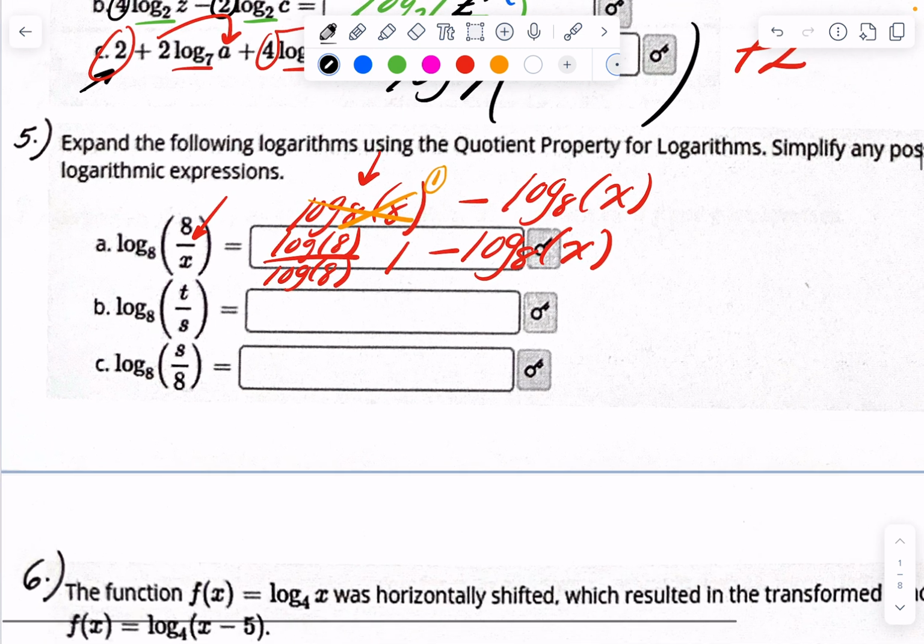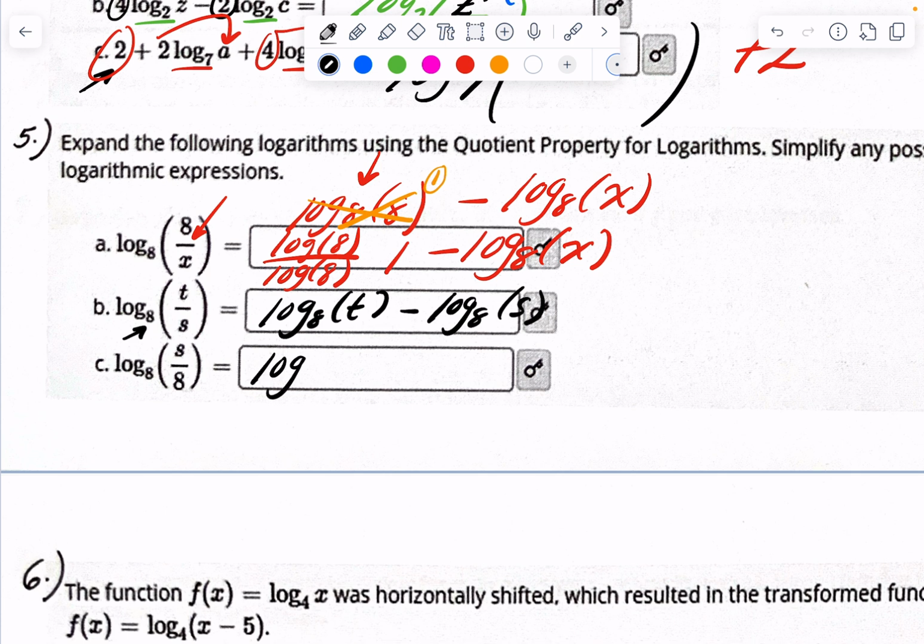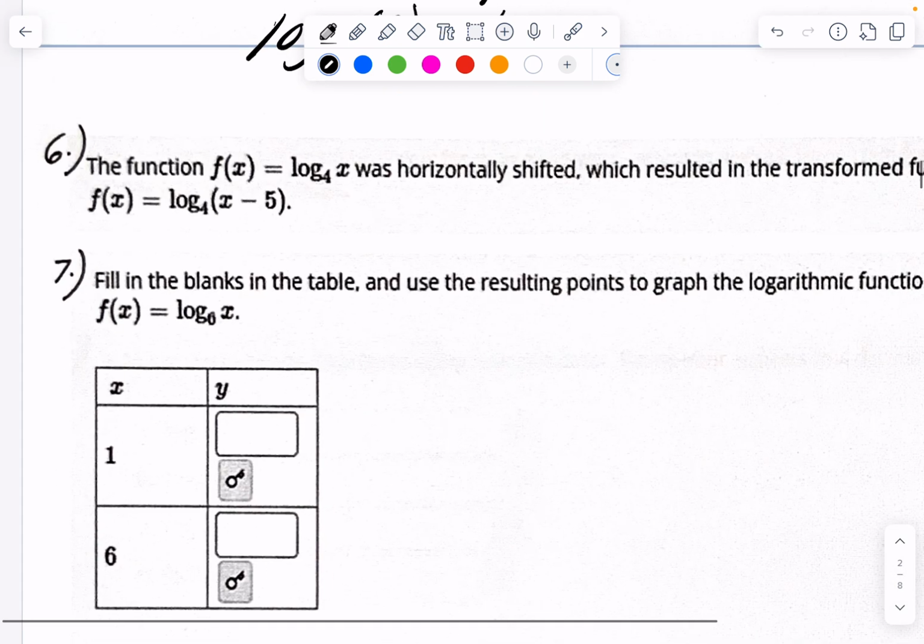So we would have a log, is this a log base 8? I think so. Log base 8 of t minus log base 8 of s. This one we would have a log base 8 of s minus log base 8 of 8, which cancels out to be a 1. So this would be log base 8 of s minus 1.